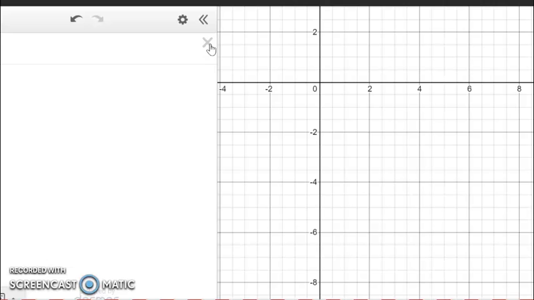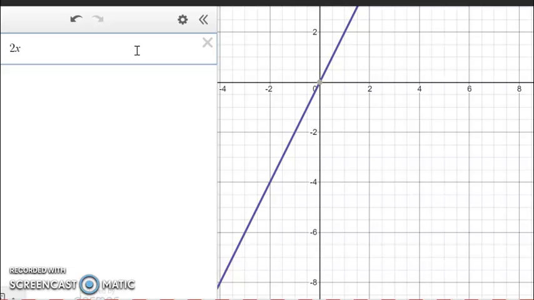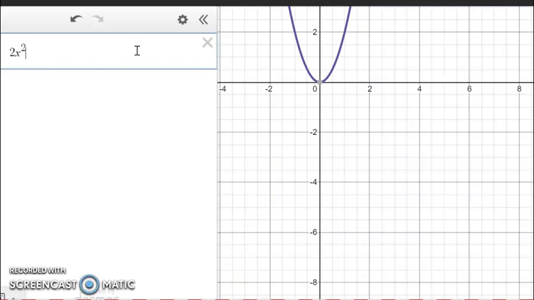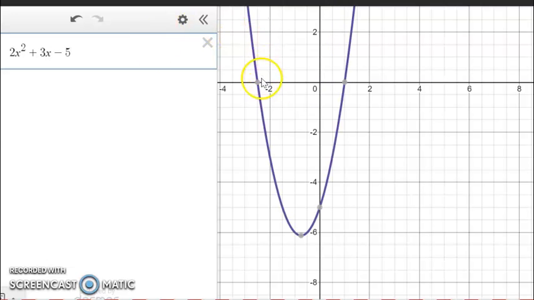So let's do 2x squared plus 3x minus 5. Okay, you see the gray dots? These are my x values. This one is -2.5. This one is 1. Okay, so Desmos does a really good job of graphing these polynomials and indicating where they cross the x-axis.